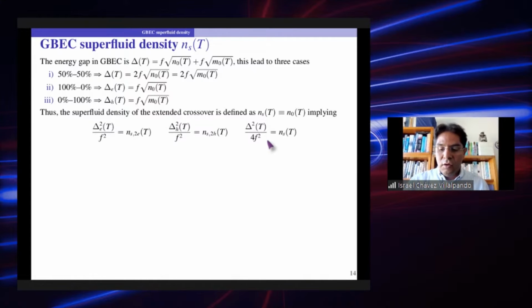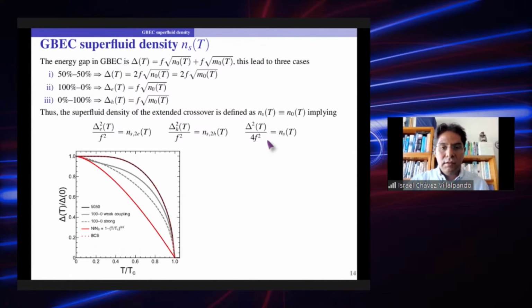So one has three cases of superfluid density. The first one is for two electron Cooper pairs only, the second one for two hole Cooper pairs, and the third one is the first case over here, for 50-50 proportions. So if one plots this figure, the energy gap, one can obtain these curves.